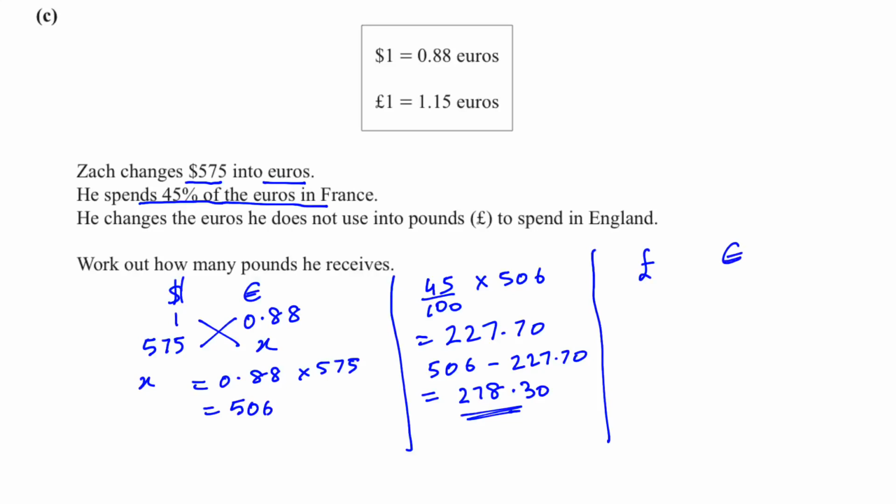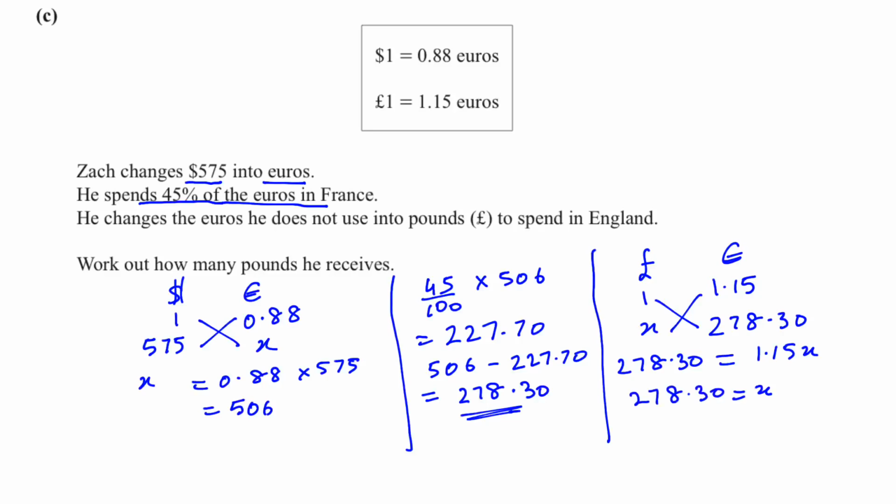Now he wants to change this euros into pounds. Again, we'll write pounds and euros. 1 pound is equal to 1.15 euros. Therefore, 278.30 is equal to x pounds. Cross multiply and we will get 1 multiplied by 278.30 is equal to 1.15 multiplied by x. Divide 278.30 by 1.15 and you will get 242 pounds. So this is the pounds that he receives.